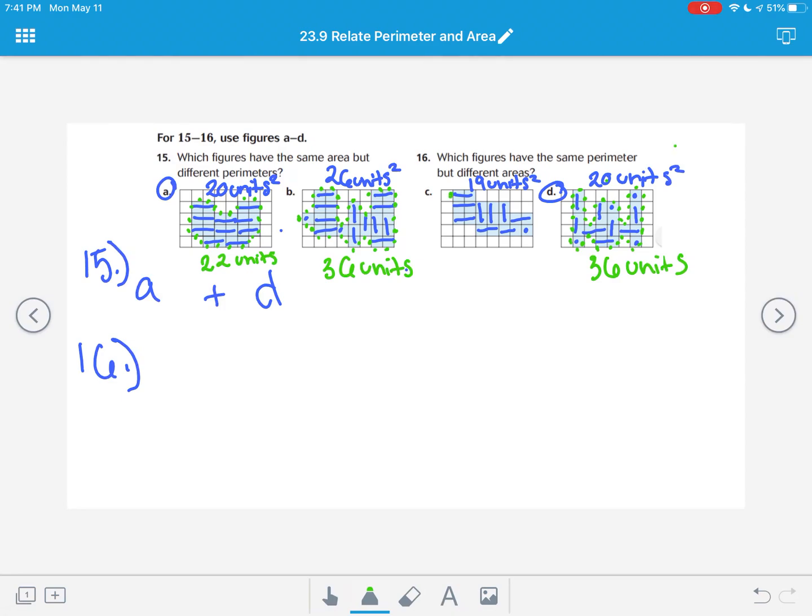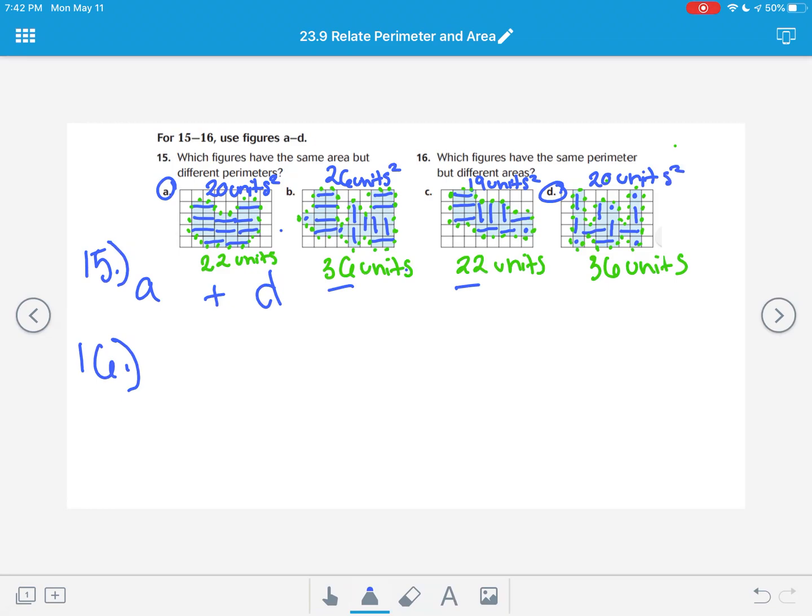All right, and then figure C, I'll count the perimeter on that. I have 1, 2, 3, 4, 5, 6, 7, 8, 9, 10, 11, 12, 13, 14, 15, 16, 17, 18, 19, 20, 21, 22 units of the perimeter. So number 16, which figure has the same perimeter but different areas? That would be not B and C. Which figures have the same perimeter but different areas? So the perimeters here, 36 and 22, those are not the same. So my prediction was wrong.